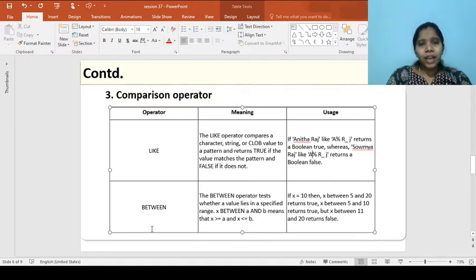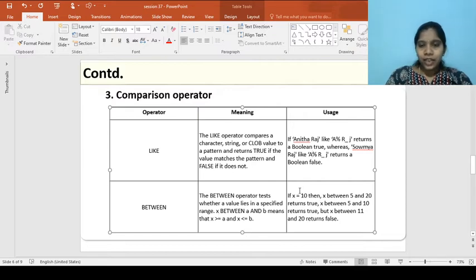The next comparison operator is the BETWEEN operator. The BETWEEN operator checks whether the value is present within a specified range. Let us assume the value X between A and B means the value X should be greater than or equal to A and less than or equal to B.